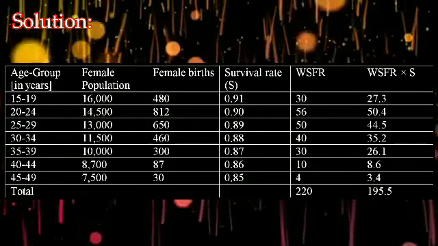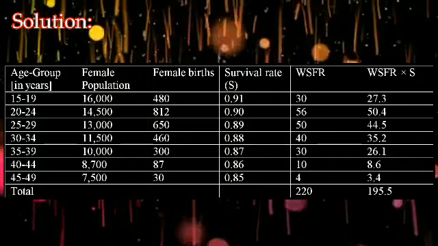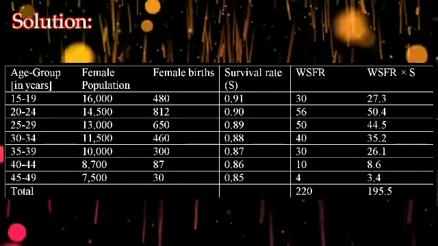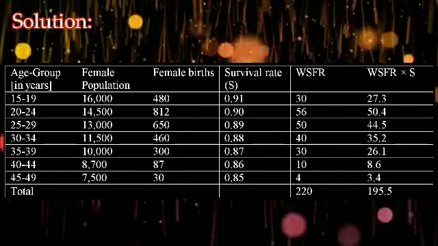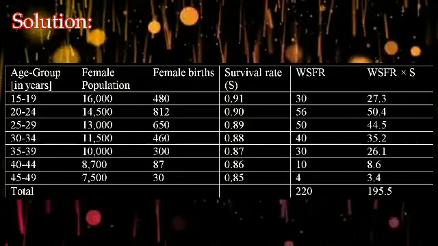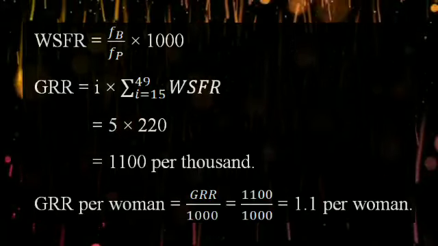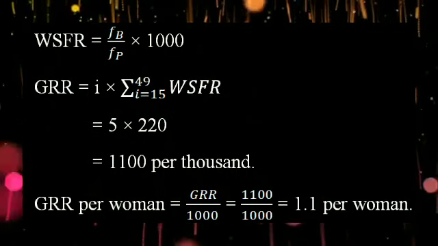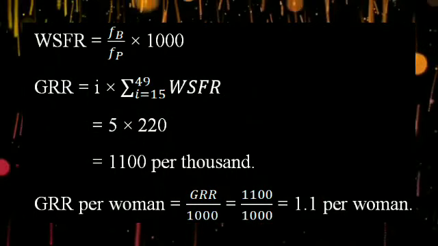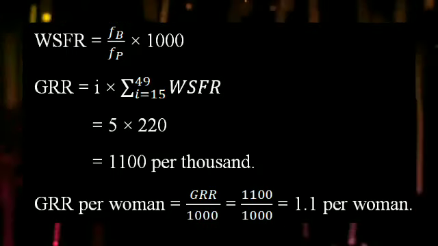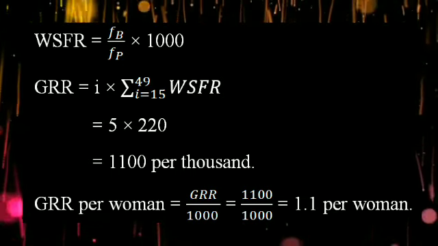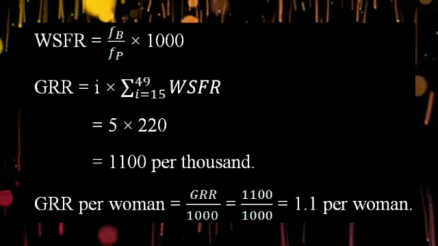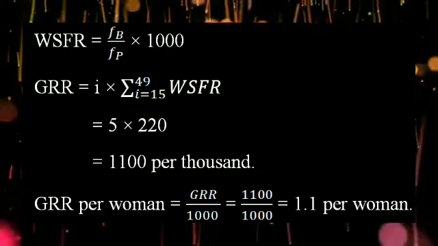195.5. After computing this, you should find GRR, you should find NRR, and then find GRR per woman and NRR per woman. Now, in order to find GRR, first write its formula. GRR equal to I into sigma I equal to 15 to 49 WSFR. After that, substitute the values in the given formula, where I is the width of the class interval, which is 5 for the given question.